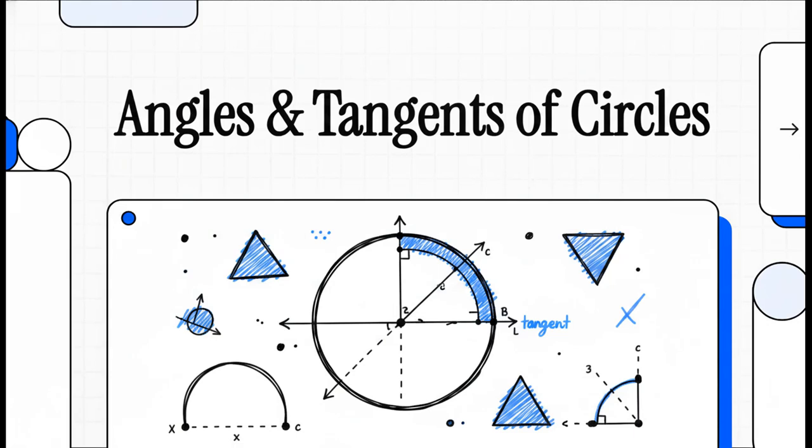Welcome to this explainer. Today, we're diving straight into Form 3, Chapter 6, Geometry, and we're unpacking the absolute magic of angles and tangents of circles. Now, if complex geometry diagrams have ever made you feel, well, a little lost, trust me, you're in the exact right place. We're going to build a visual toolkit together, step by step, making every single rule and formula completely logical, and honestly, super easy to remember. So let's get into it.